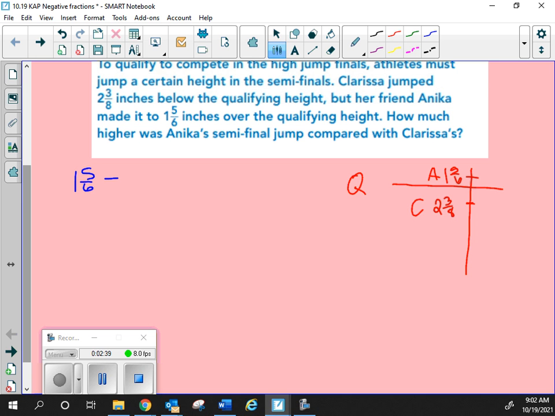This is going to be tricky. I'm going to subtract negative 2 and 3/8. Do you agree, or Andrew, do you have a different thought? Why did you say negative? It's going to be negative because it's below. Okay? In a way, you're sort of going to think of, I know this is weird, the qualifying height as the zero, the sea level. This person is above, so that's going to be a positive, and you actually want to think of that as a negative, because we're trying to find that difference. So we're going to subtract negative 2 and 3/8.